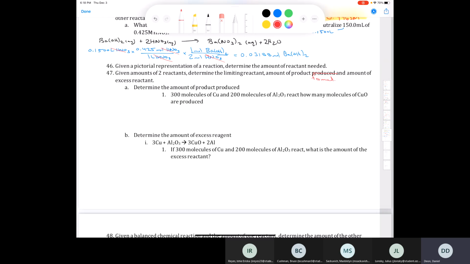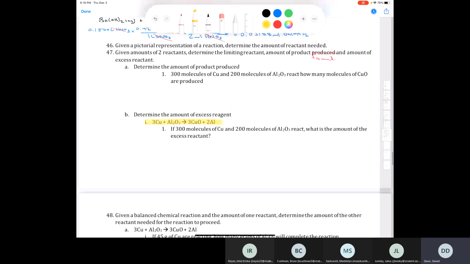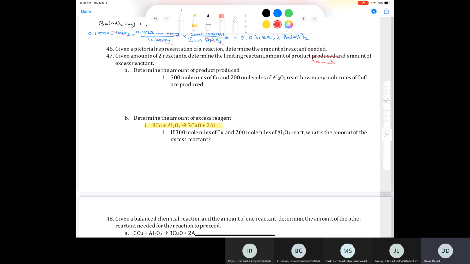If 300 molecules of copper and 200 molecules of aluminum oxide react, how many molecules of copper(I) oxide are produced? Okay, well, the first thing I'm going to need is a balanced equation. And they give me a balanced equation right here, shown down here. Is this the same question, just written twice here? All right, so why don't I rewrite it here?